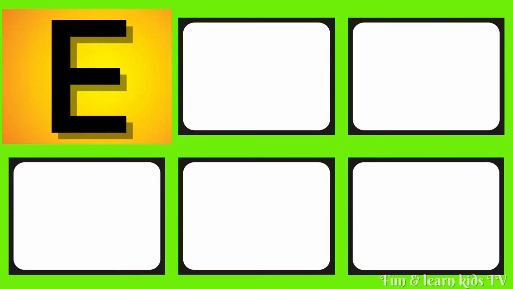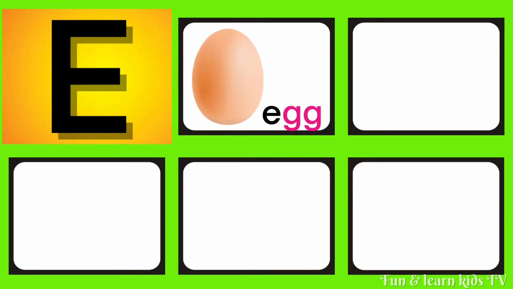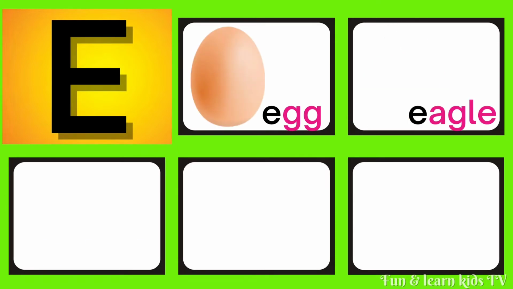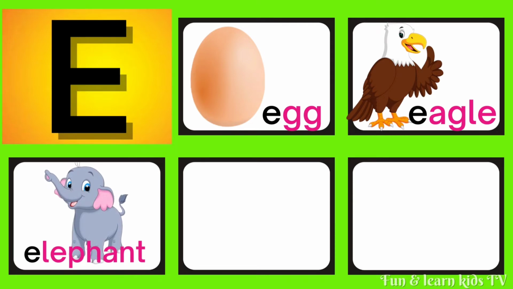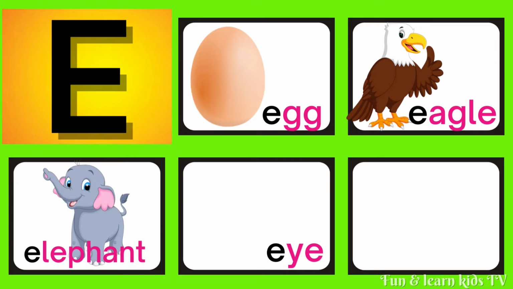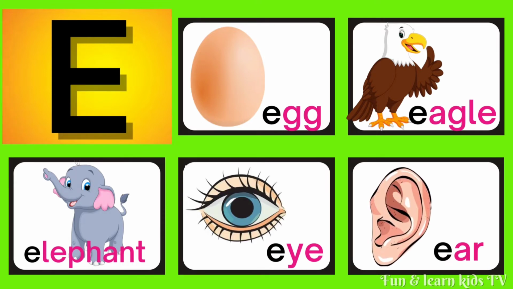E. E is for egg. E is for eagle. E is for elephant. E is for eye. E is for ear.